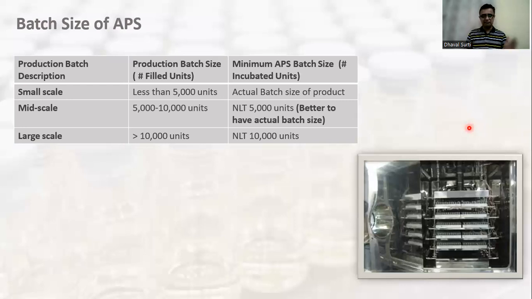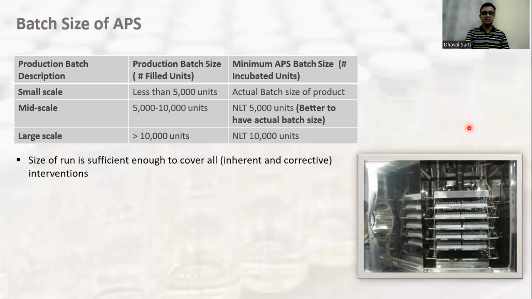For the mid scale, 5,000 to 10,000 units, it's not less than 5,000 units, but it is better to simulate the actual batch size. For example, if your batch size is 6,000 or 7,000, then go beyond 7,000. Considering that the duration for 5,000 will be less, and if it gets extended, it will not be an actual rig simulation. If you are not filling enough, or as per the actual product batch size, then that can be questioned. And for large scale, if the batch size is more than 10,000 units, your actual good units should be not less than 10,000 after filling, at least 10,000 good vials for incubation. So normally people target 11,000 containers, so they get at least more than 10,000 considering all filling losses, filtration losses and rejections. So this is how the batch size of the APS should be simulated.